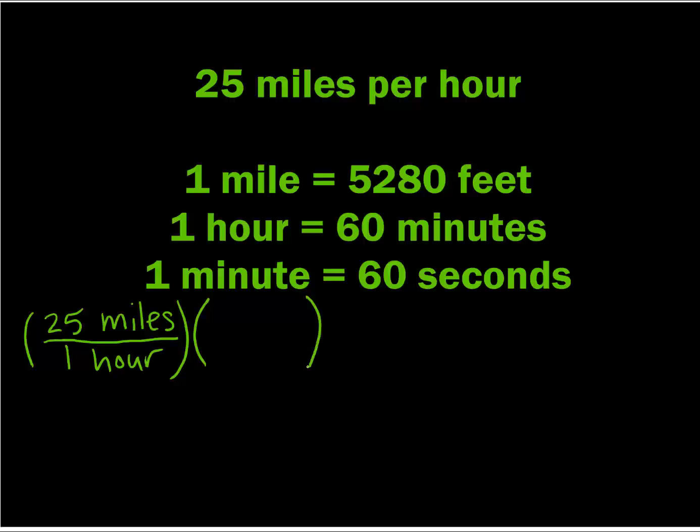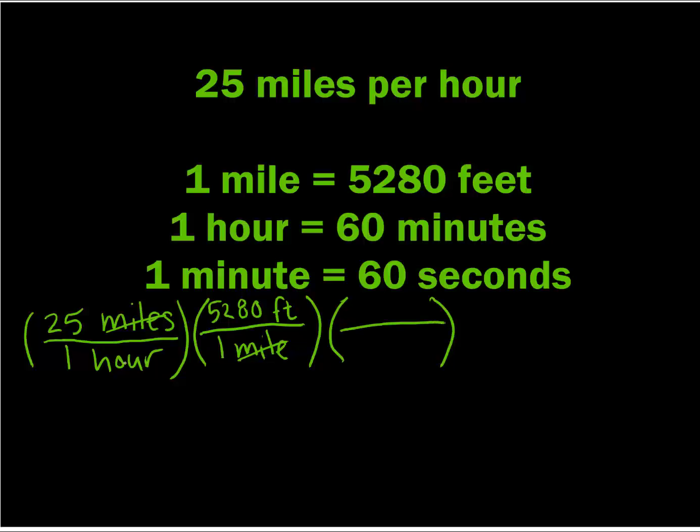We can either convert hours to minutes, or we can convert miles to feet. Let's just go ahead and do miles to feet. So I'm going to write 1 mile on the bottom, and on the top I'm going to write how many feet are in 1 mile. We have 5,280 feet on the top. Okay, so miles is going to cancel out as a unit. It's gone. So now we have, in theory, feet per hour. Let's go ahead and do the next conversion.